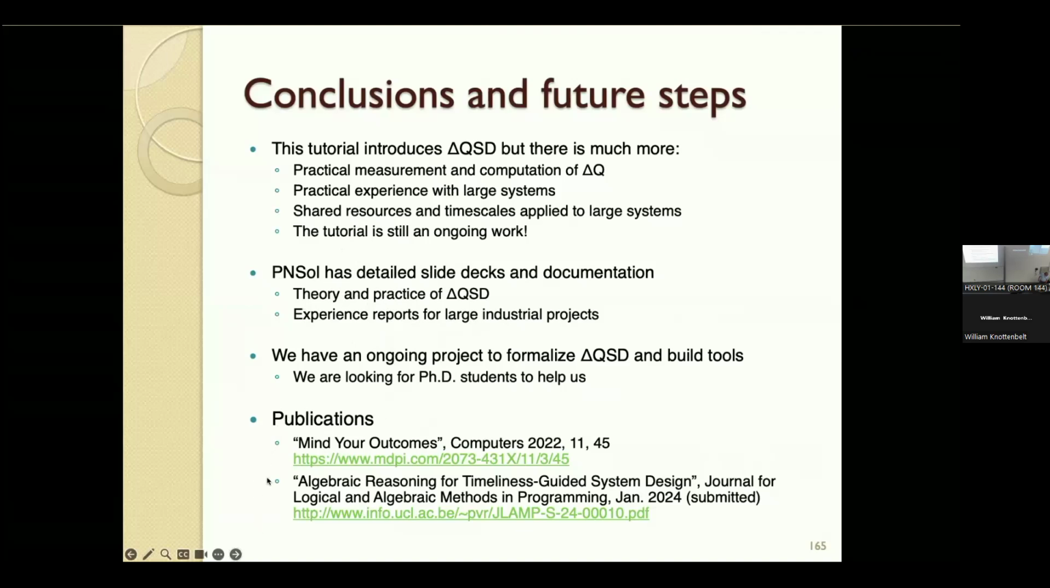So we have two main publications: Mind Your Outcomes in Computers, and then a submission from January. This is a big thing. This is all the algebraic reasoning. It's actually a major result, and it has a big example here. It also has an example that I did not present, which is how you handle retries in caches. Okay, so that's the end.